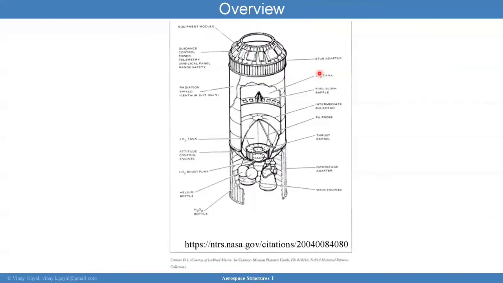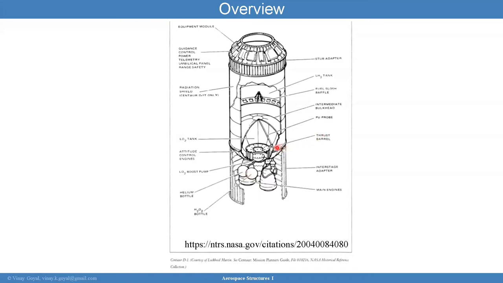And so what you see here is a picture of a Centaur D1, courtesy of Lockheed Martin. It's a NASA historical reference collection. And you can see here other components you can have in much more detail. For example, here you can see the LOX tank, the liquid oxygen tank. In this case, you have the main engines. You also have bottles, small pressurized bottles like helium bottles.